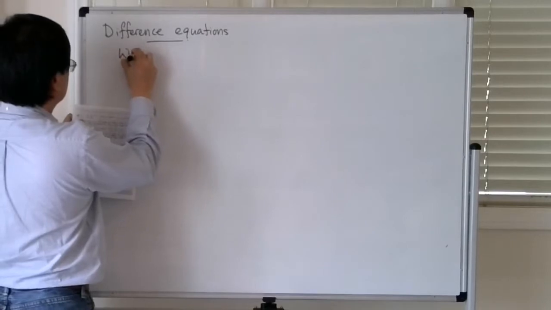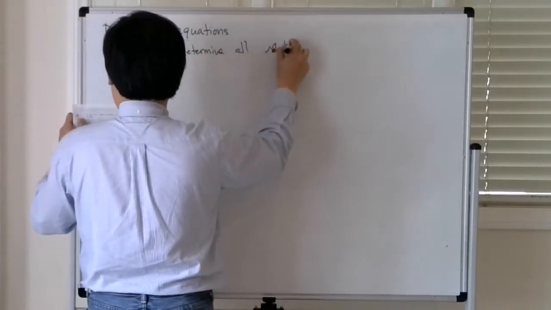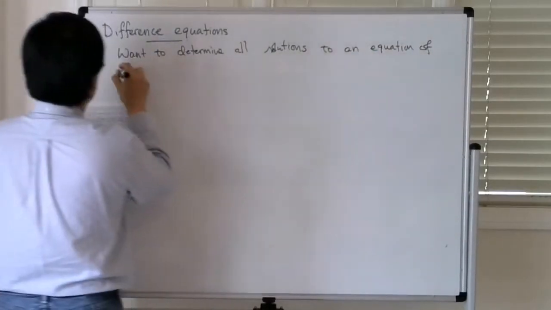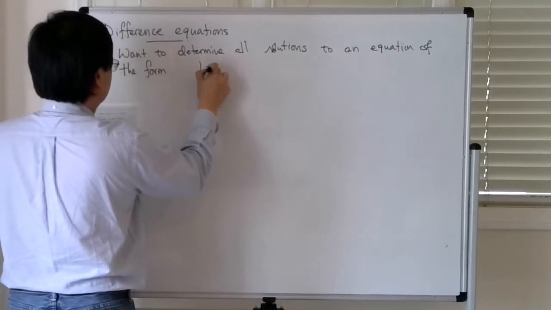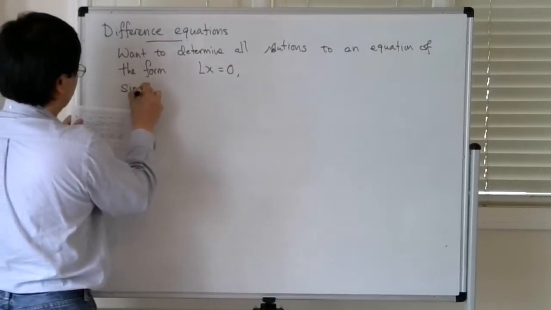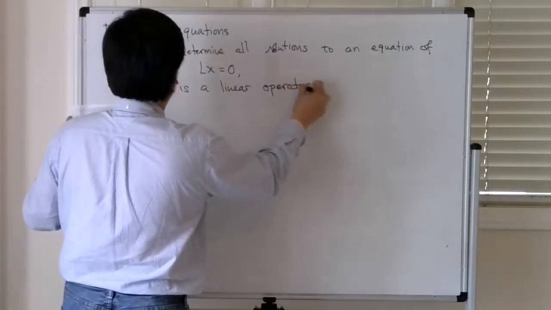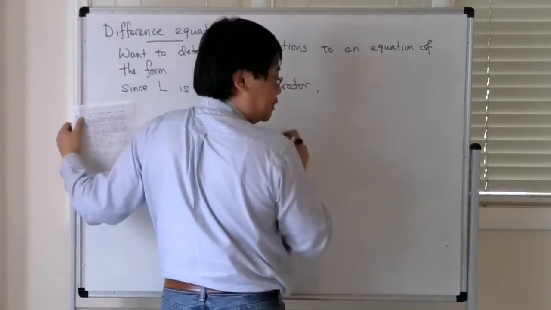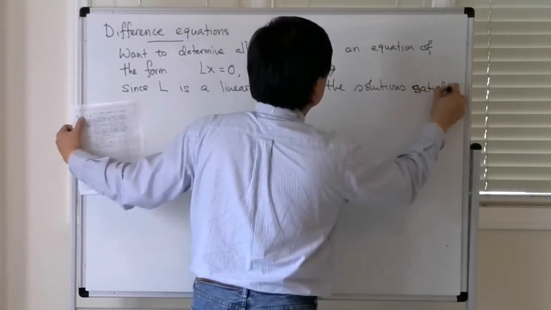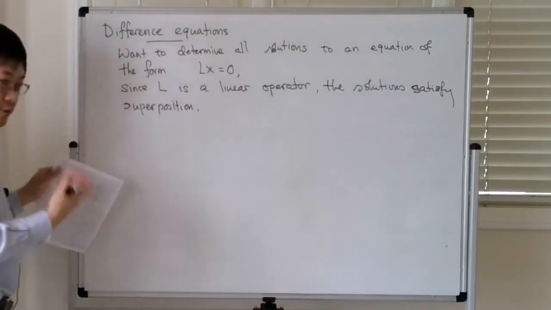So I want to determine all solutions to an equation of the form L of this vector x is equal to 0, and since L is a linear operator, solutions satisfy the principle of superposition. And as a consequence, they form a linear subspace of V.